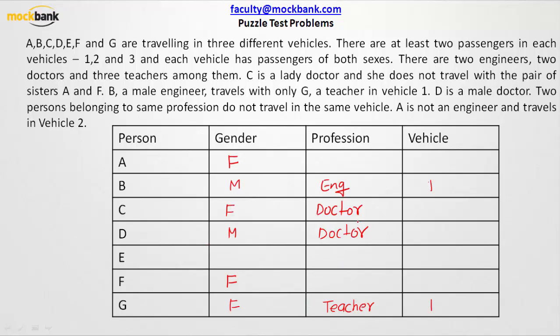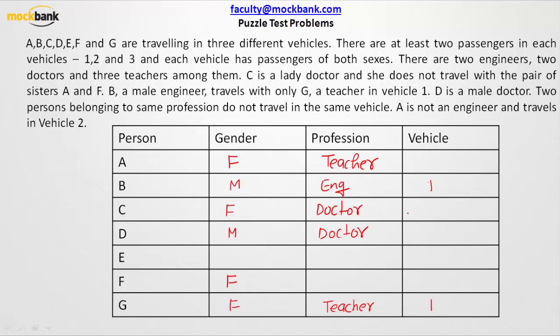Now see, F is traveling in, I have no idea where F is as of now. A is not an engineer. Now let us try to understand this. Since A cannot be a doctor, because C and D are the 2 persons who are doctors, the rest of the persons for sure cannot be doctors. So A can only be an engineer or a teacher, and it says that A is not an engineer. So what is this? A is a teacher.